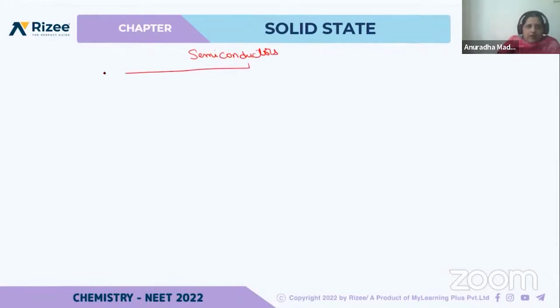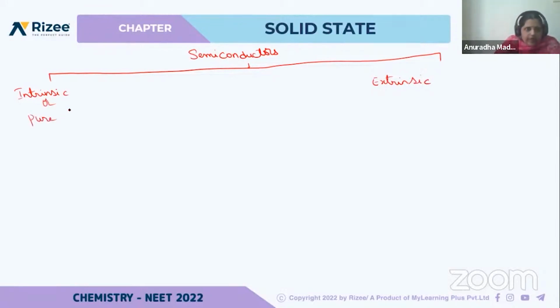Semiconductors are divided into two types: intrinsic semiconductors and extrinsic semiconductors. Intrinsic semiconductors, and extrinsic semiconductors.